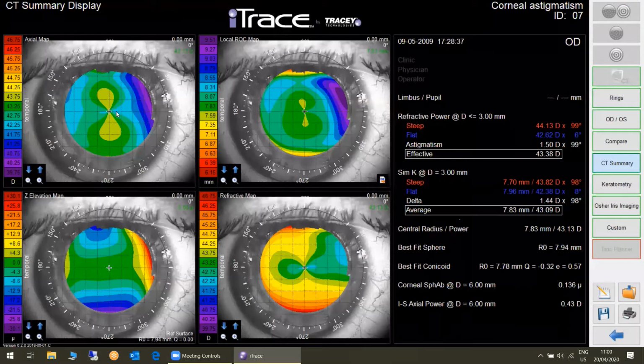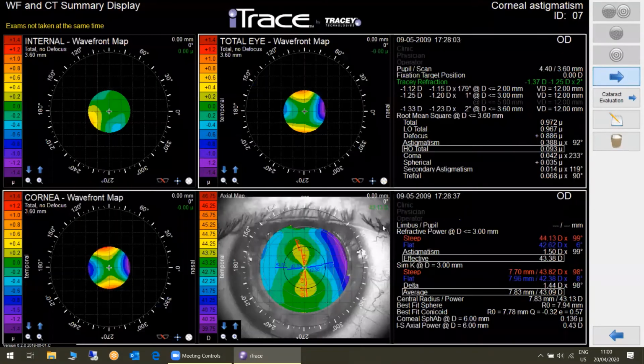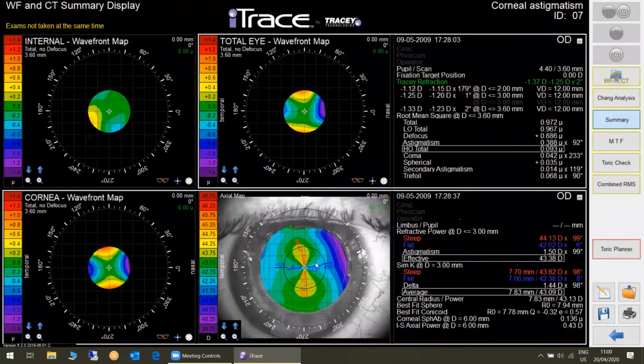So now we know this is the structure and this is the function. Let's take those two at the same time. I always call this the miracle of iTrace. And this is the image we just saw, but this is in diopters. And wavefront is measured in microns. That's why those two images are the same. They're just translated.